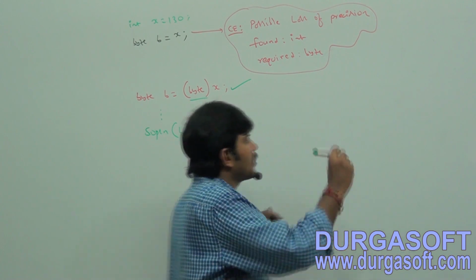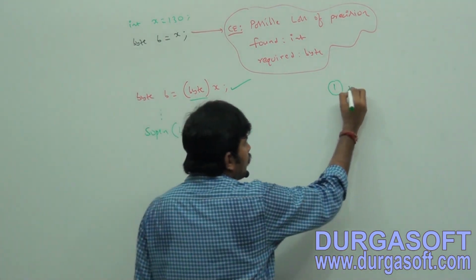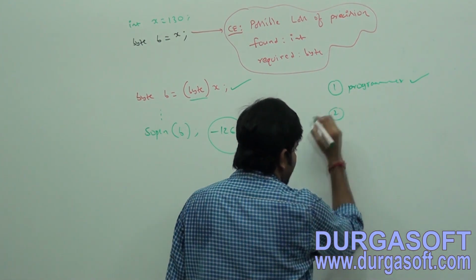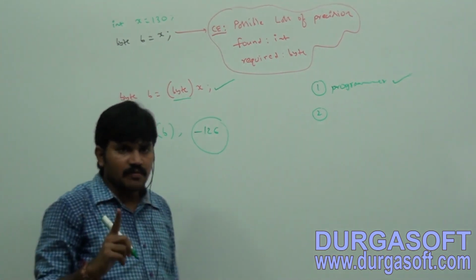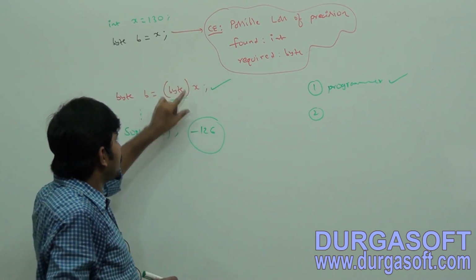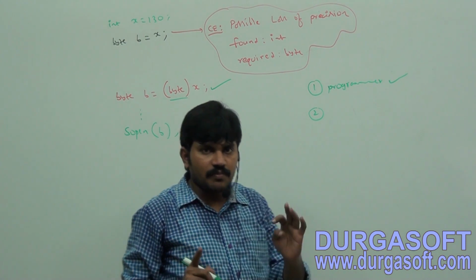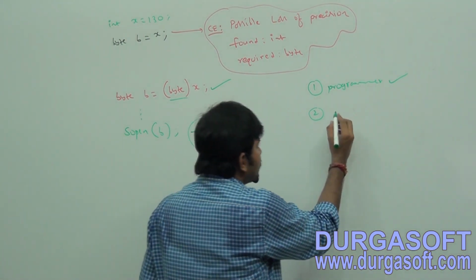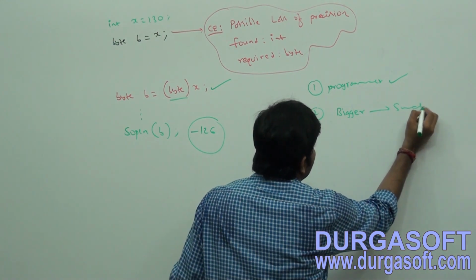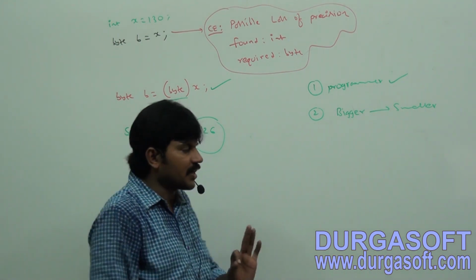So first point: who is responsible to perform explicit typecasting? Programmer is responsible. Second, when will explicit typecasting be performed? Whenever we are assigning a bigger data type value to a smaller data type variable, explicit typecasting will be performed. Clear for all of you?